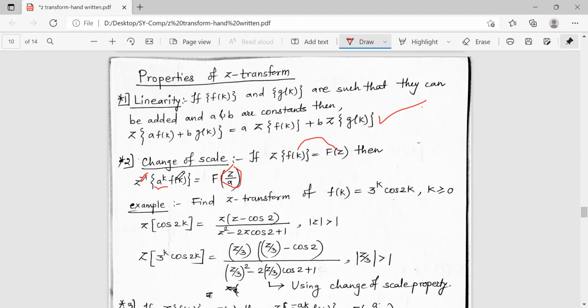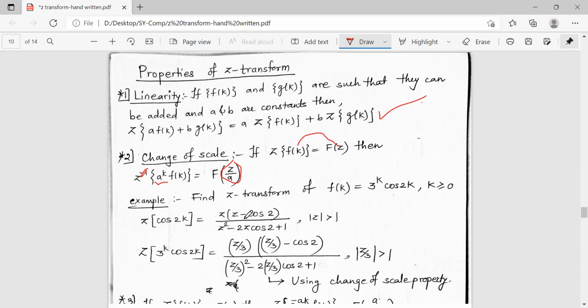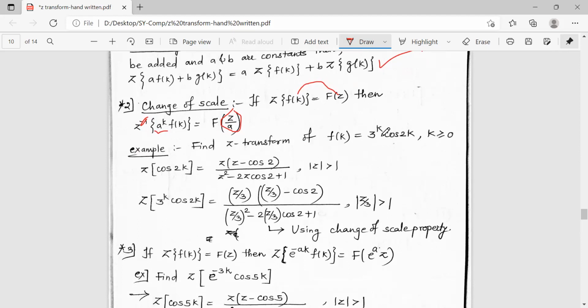I will show you on the pad how this comes with the help of these properties. Similarly, here, the Z transform of 3 raised to k cos 2k. The cos 2k transform we can find with the help of the standard formula of cos alpha k, where alpha is equal to 2. Now it is multiplied with 3 raised to k, so a is 3. That means in place of Z, it is replaced by Z by 3, and in the denominator also Z by 3, 2 times Z by 3. The rest of the part is the same.